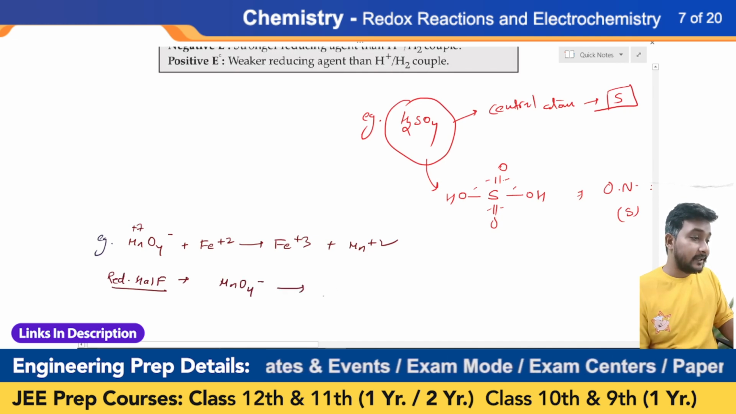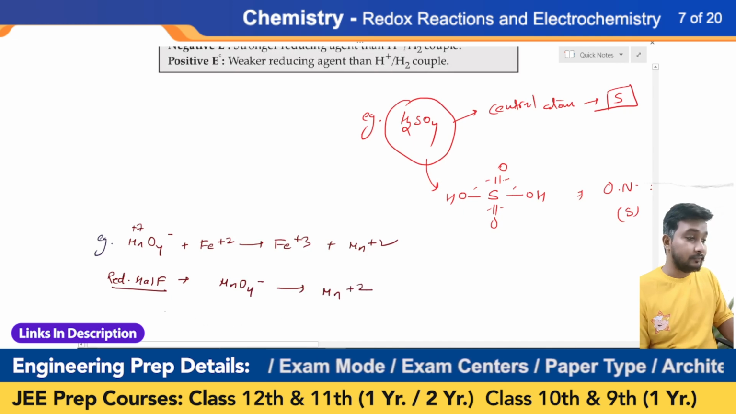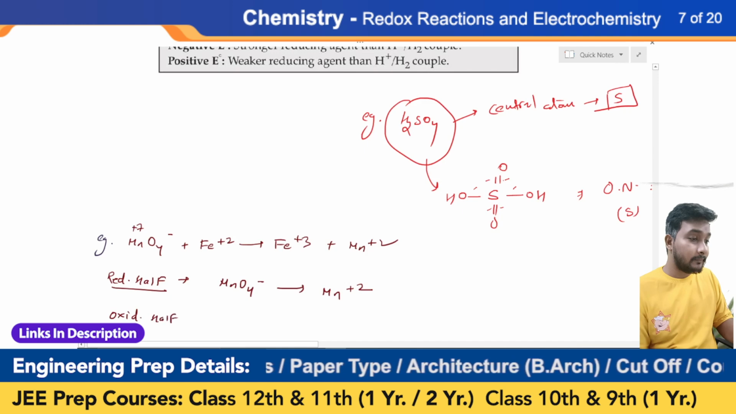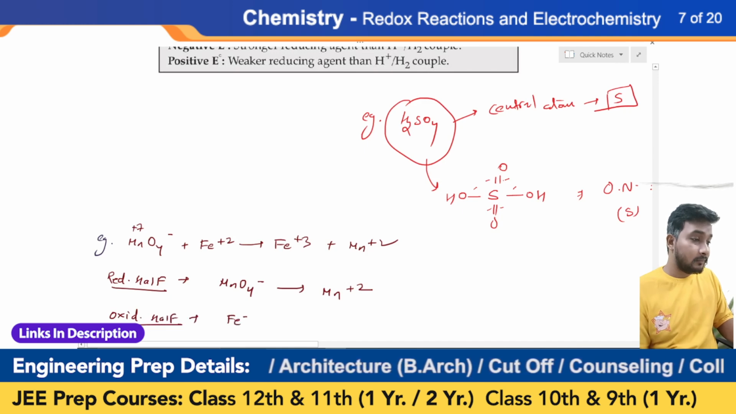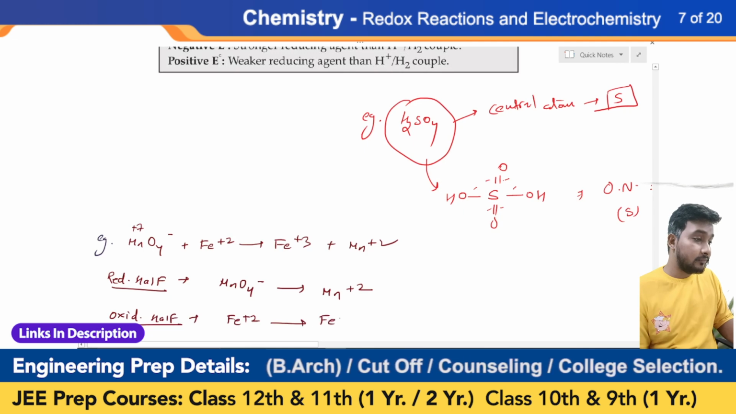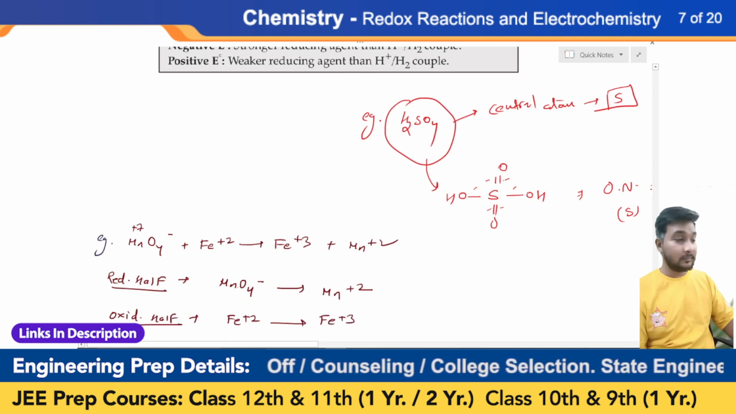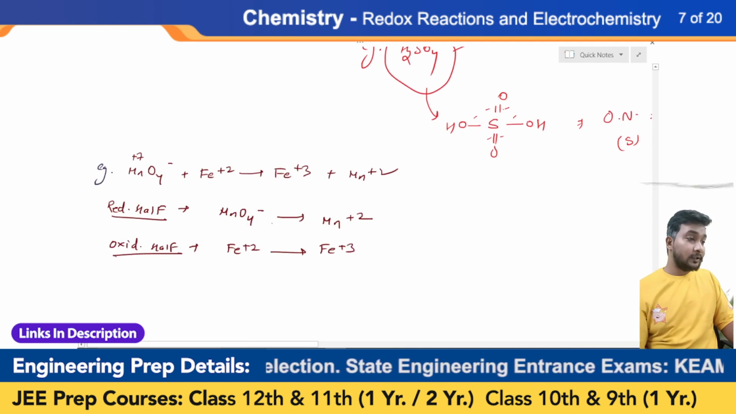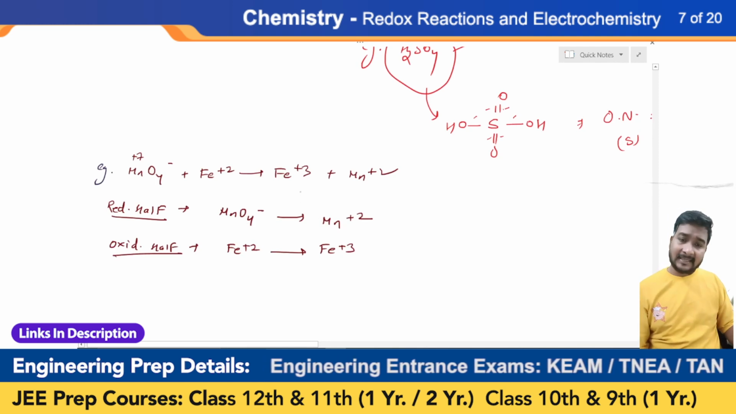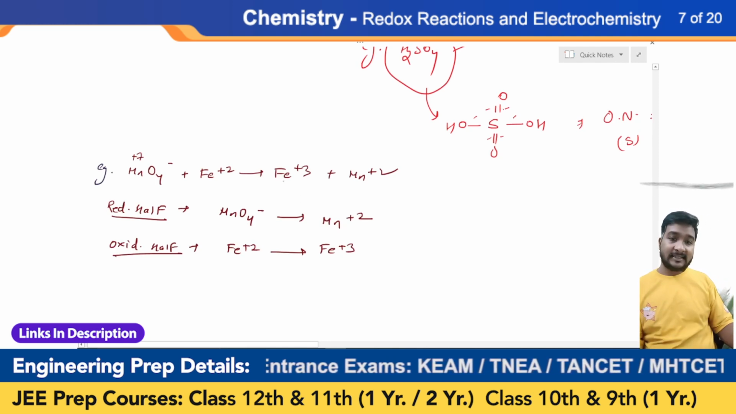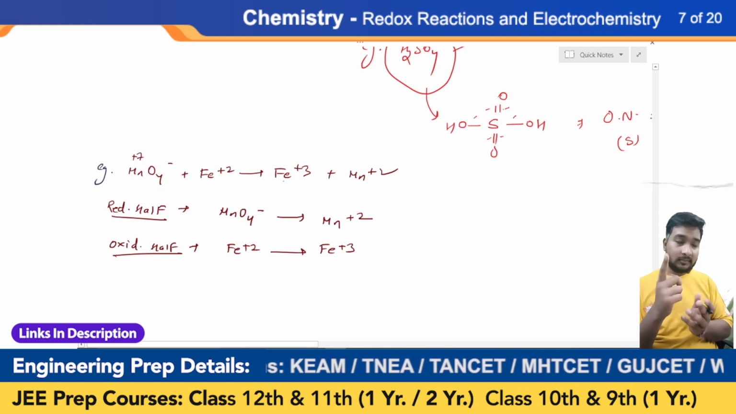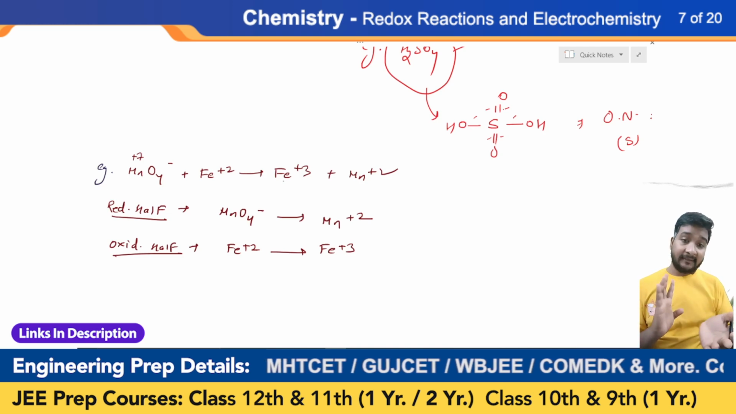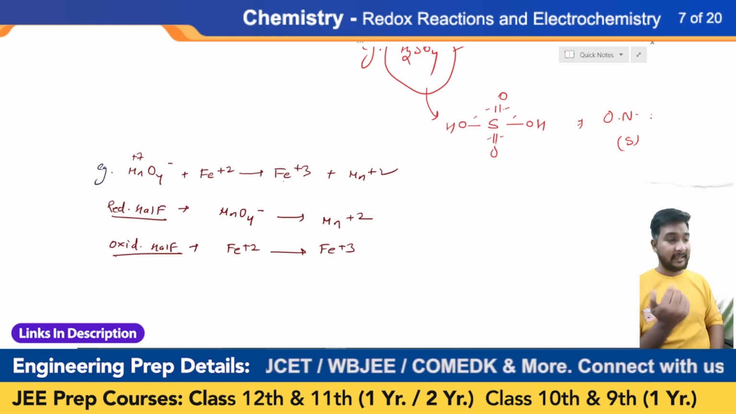MnO4 minus is converting into Mn plus 2. And what is the oxidation half? Fe plus 2 is converting into Fe plus 3. Okay. Now, first of all, balance all the species. Every species is balanced on the left hand side and right hand side. Both have only one Mn, so it is okay. In the oxidation half reaction, both sides have one Fe, so we don't need to balance.